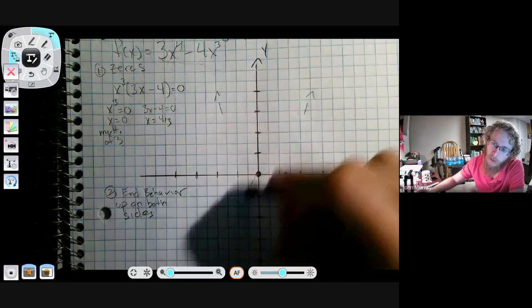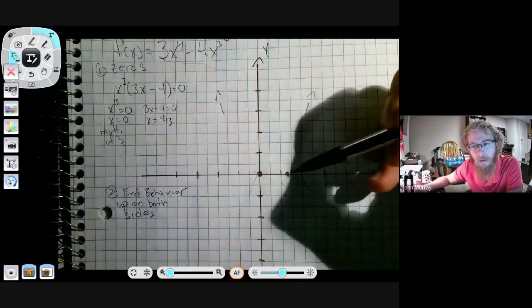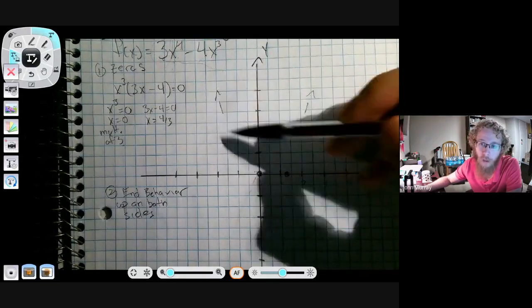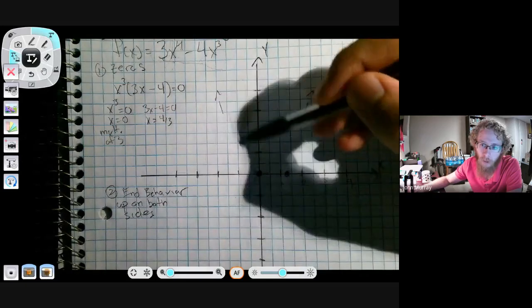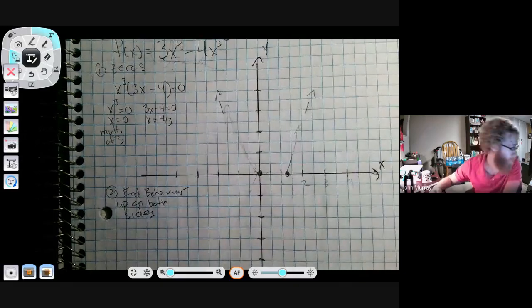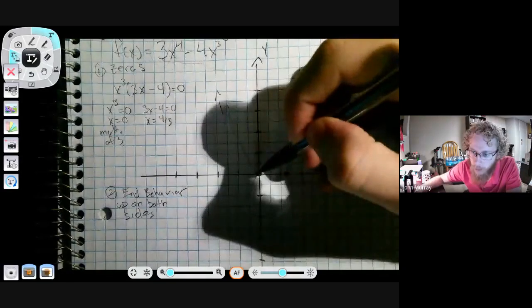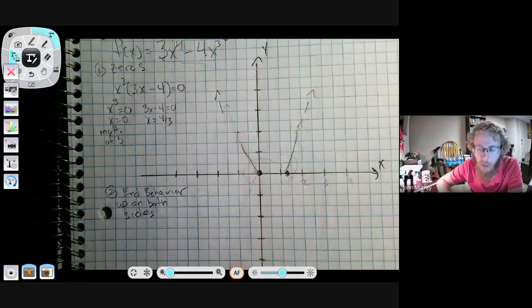Now this is something that I didn't talk about, but our outside zeros, and here we only have 2, so they're both outside, will follow the end behavior. So from here, I know I'm going to be going up. From here, I know I'm going to be going up. So we got a good amount of information. I know I'm going up from here, and I'm going up from here. What's happening in between?